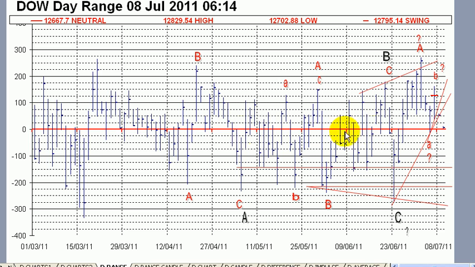See, I've got these in 25s, so that's 50 above neutral, which is 12.717. So that may well be another level to watch today. In fact, overnight it hasn't got below 12.720.